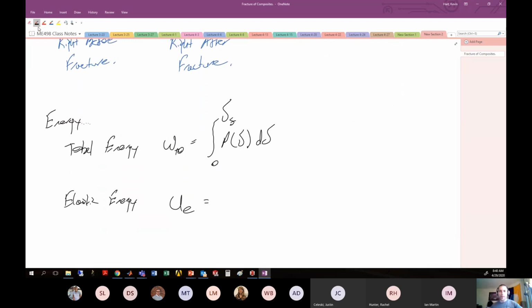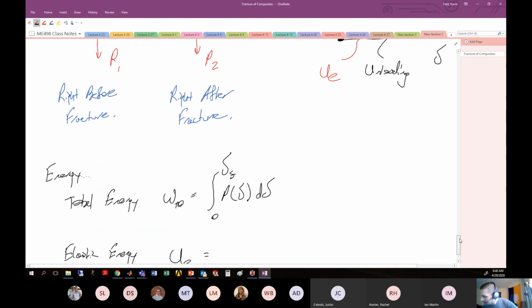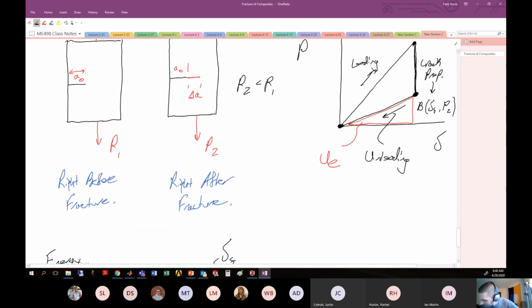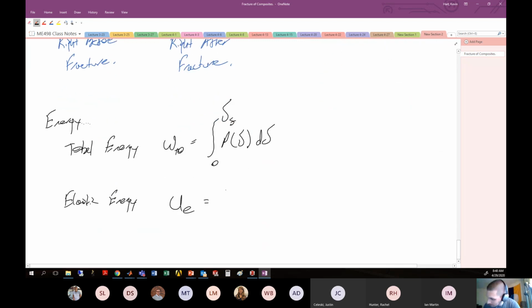You can come up with a mathematical expression for this because it's a triangle. It's pretty obvious to see that the triangle has coordinates 0, 0. This point here, remember, is delta F. And then the height there is P2. So this is just the triangular area, which is 1/2 times P2 times delta F. This is your elastic energy from this particular fracture event.